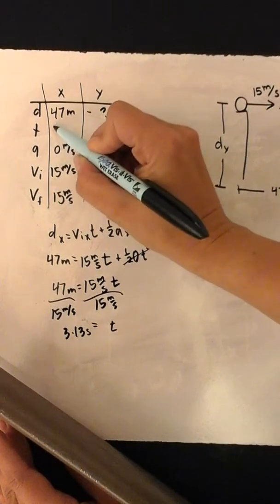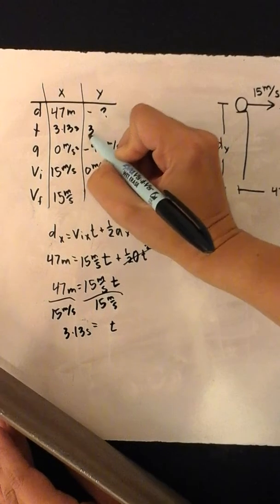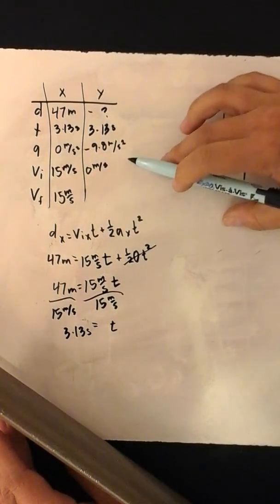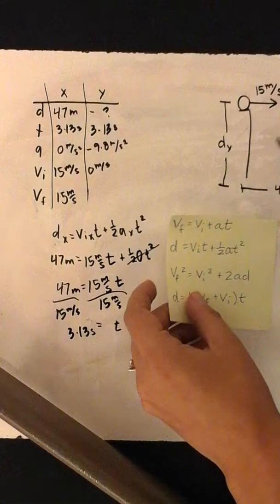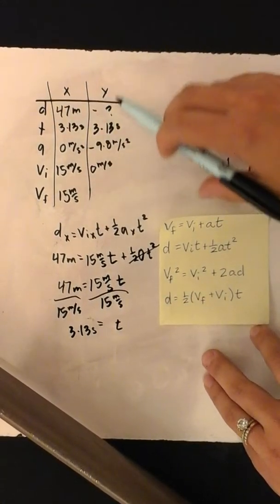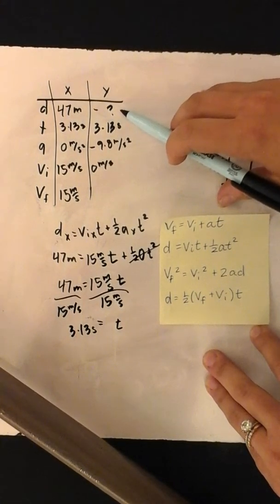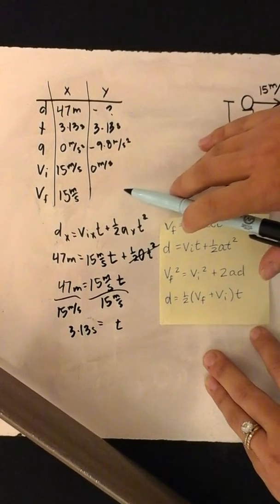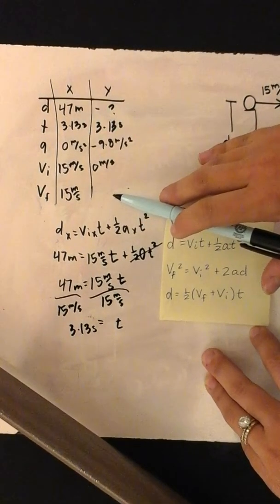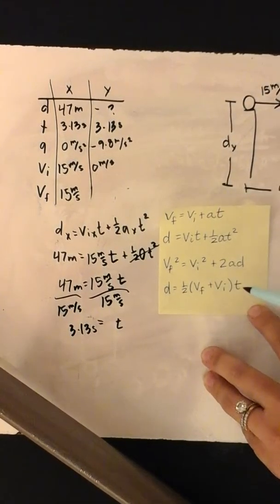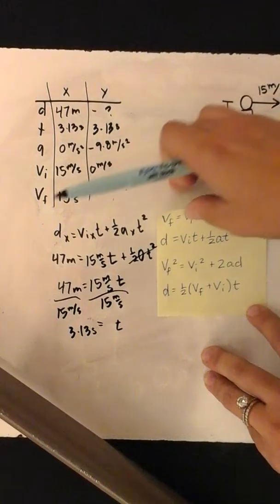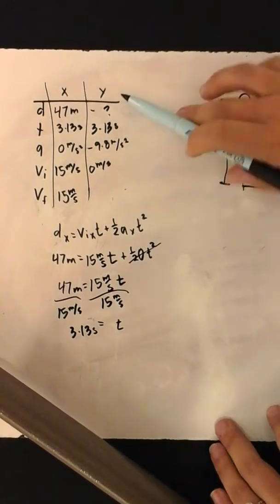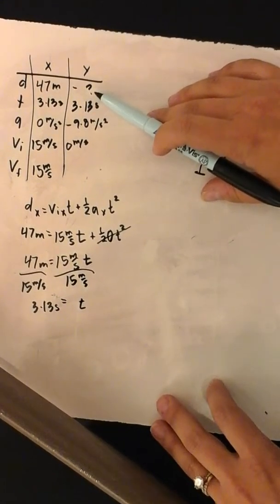Now that we have the time, I'll plug it back into my chart, which gives us enough information to solve for the y distance using the y variables. Looking back at our equations, we have to decide which one to use to solve for the y distance. We know that we need to include the y distance, but not the final velocity, because that's something that we don't have and we're not looking to find it right now. The only equation that does not include final velocity is once again equation number 2, so we're going to use equation number 2 for y to find the distance in the y direction.